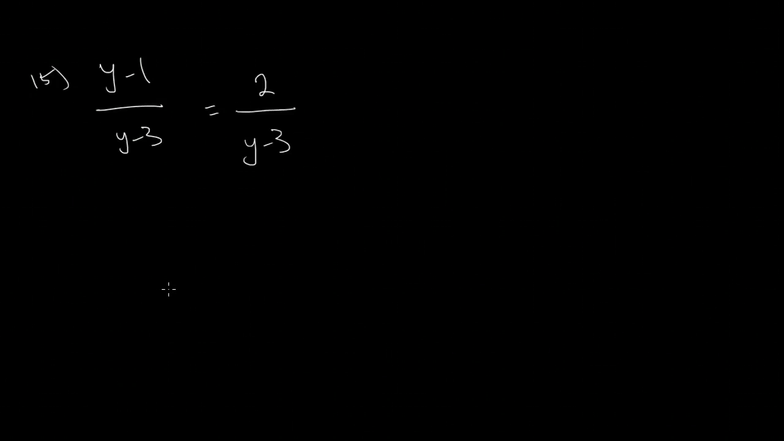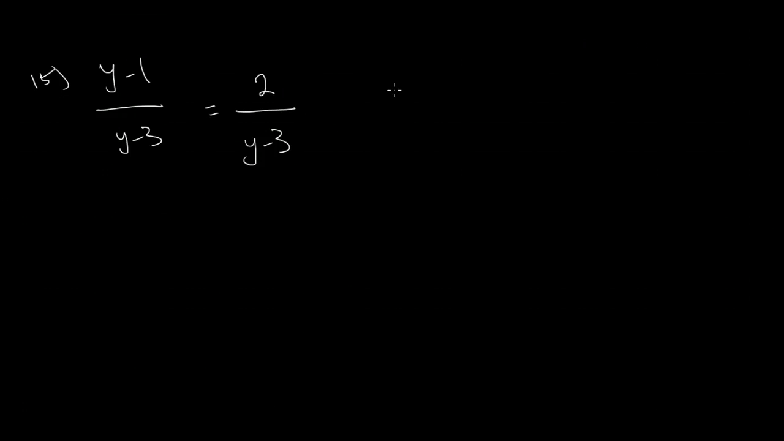Somehow, I'm not sure, but number 15 got cut off. And number 15 is actually pretty important, so I want to make sure that we covered it. Number 15 asks, (y minus 1) over (y minus 3) is equal to 2 over (y minus 3). So we're asked to solve for y.